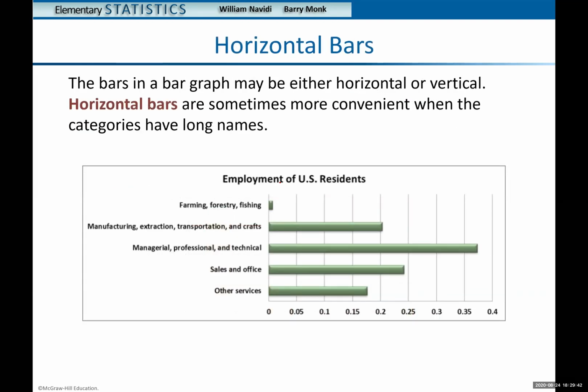Next one, horizontal bars. We started with those bar graphs with vertical bars. You can also, if you want, interchange your X and Y axis. So instead of the vertical line using the numbers, you can also use the horizontal line. So you can rewrite it using horizontal bars. Here's an example: employment of U.S. residents, farming, forestry, fishing, manufacturing, up to managerial, sales and office, and other services.